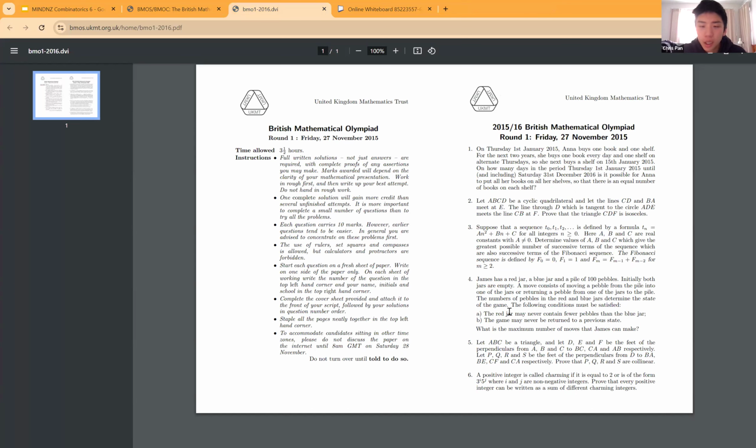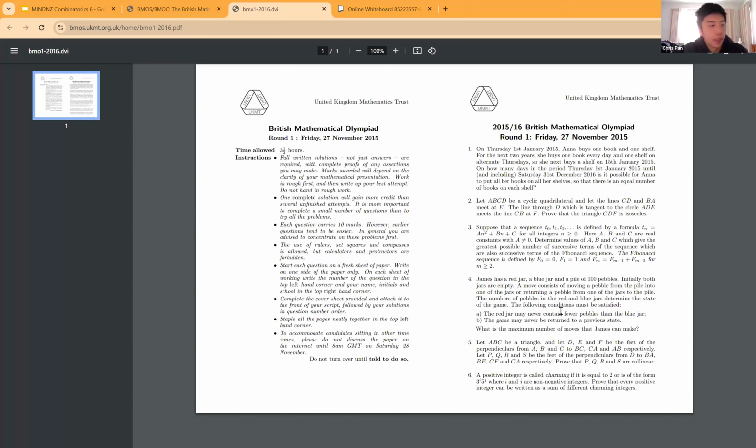James has a red jar, a blue jar, and a pile of 100 pebbles. Initially, both jars are empty. A move consists of moving a pebble from the pile into one of the jars, or returning a pebble from one of the jars to the pile. The number of pebbles in the red and blue jars determine the state of the game. The following conditions must be satisfied. The red jar may never contain fewer pebbles than the blue jar. The game may never be returned to a previous state. What is the maximum number of moves that James can make?